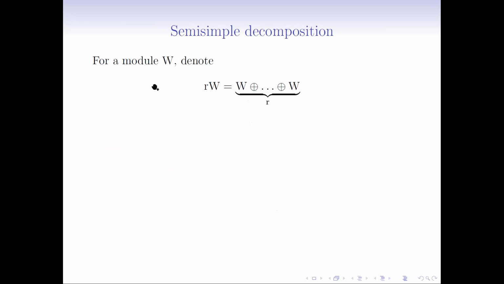Let us use the following notation. For a module W, we denote by W^R the sum of R copies of W.